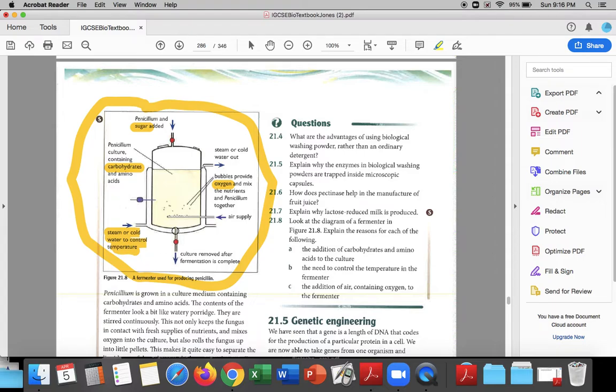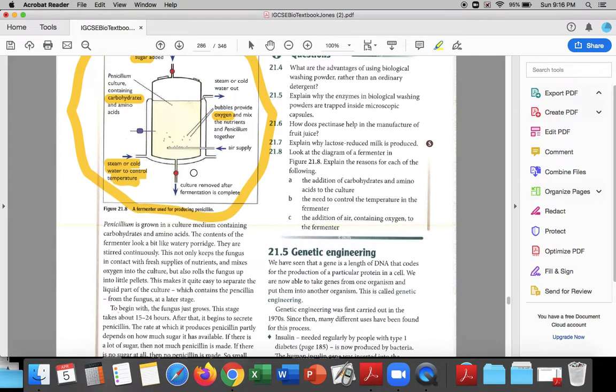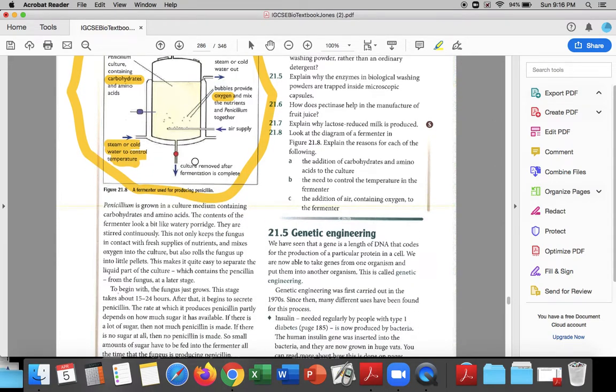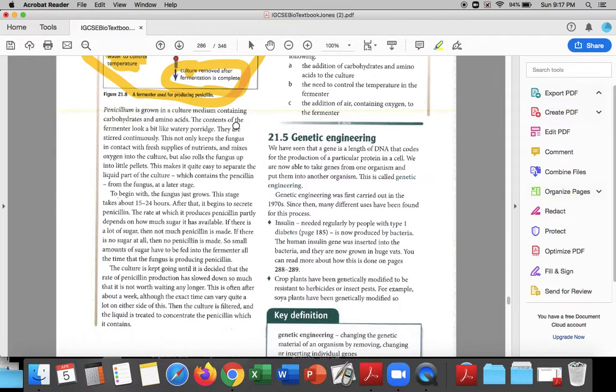So the pH, the temperature, all of these outside factors are controlled to ultimately have the fungus Penicillium mixed around in this fermenter. Then the final product, once everything is complete, is a culture of penicillin that is extracted at the bottom of that actual device, the fermenter.